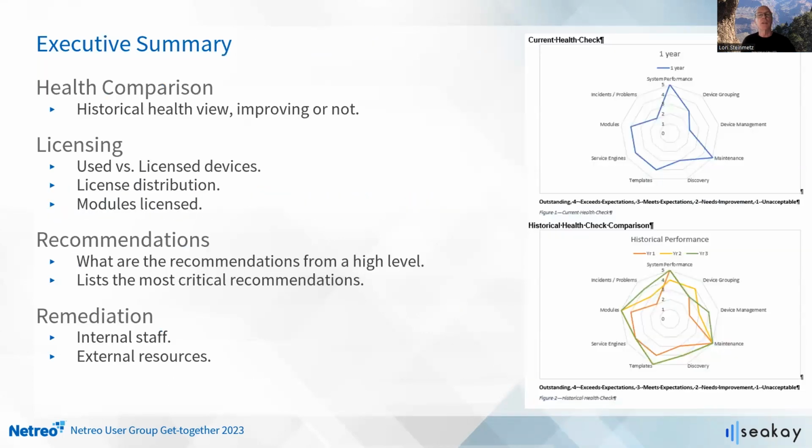So what does the executive summary actually look like? In the top right, you can see there's a health check that rates you in key areas and how well you're doing. If you've done this multiple years in a row, or say you've done it every 6 months, then you'll have the below chart referencing how well you're doing, as well as where you're moving into the future.